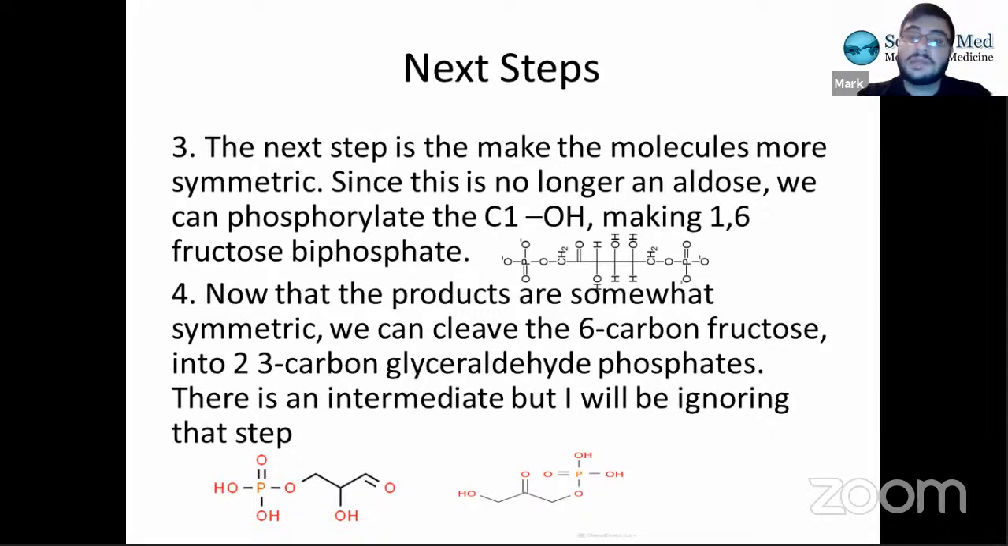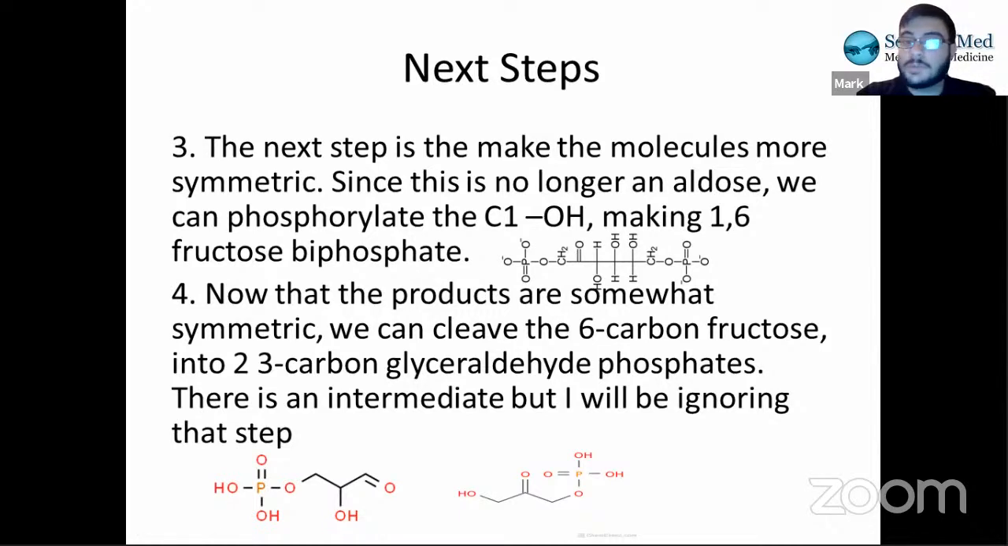This will make it more symmetric, and you can see here, this was originally already here from the first step. We just added another PO group right here onto the C1. You know this is the C1 because this is where the double bond O is, at the C2 carbon, okay? And now you have 1,6-fructose biphosphate.